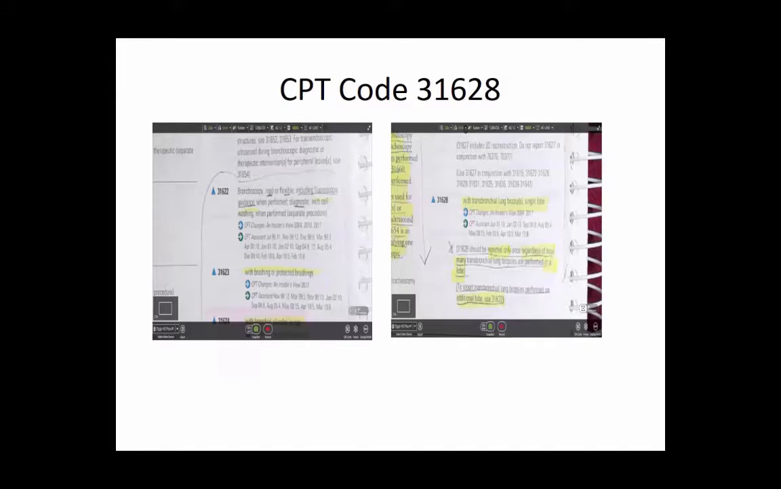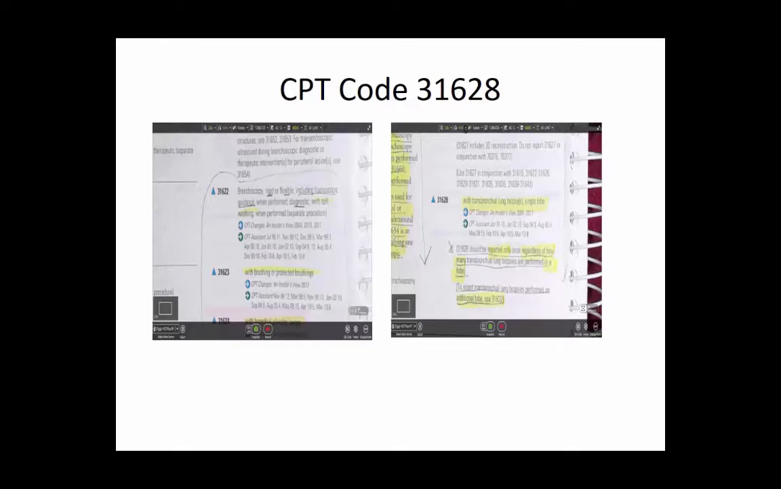And looking here, we see the parent code 31622 on the previous page, and I'm just showing you how I got to 31628. The answer is 31628. But I want to make sure that you understand that I am going back to the parent code, and then I start looking under there, and that is in the range of codes that the index tells me to look at. I've selected 31628 as my answer.